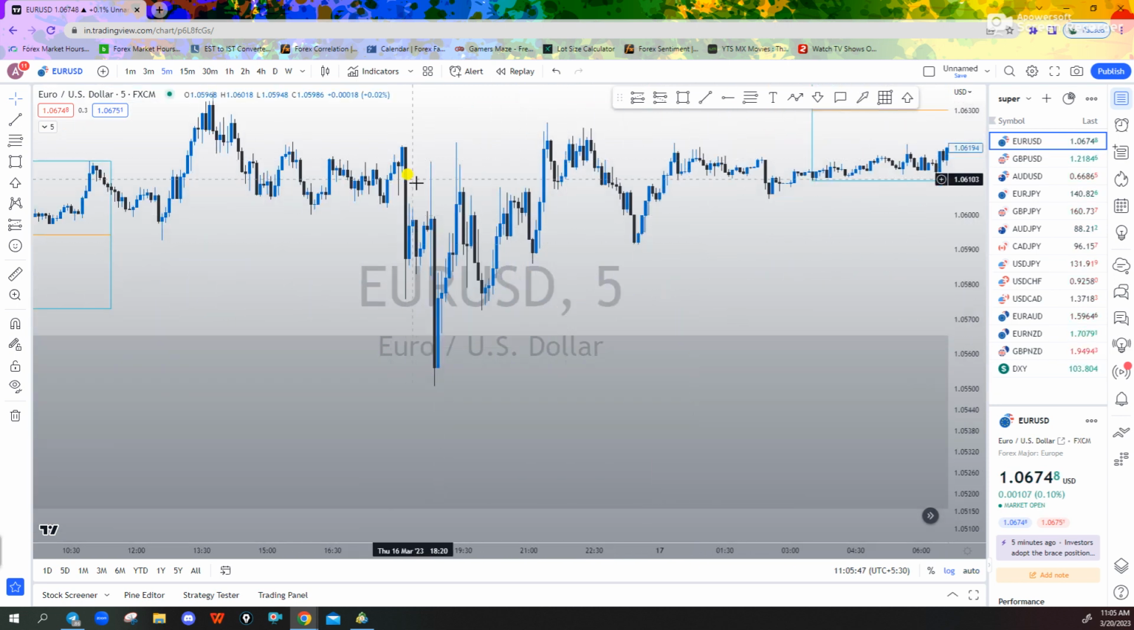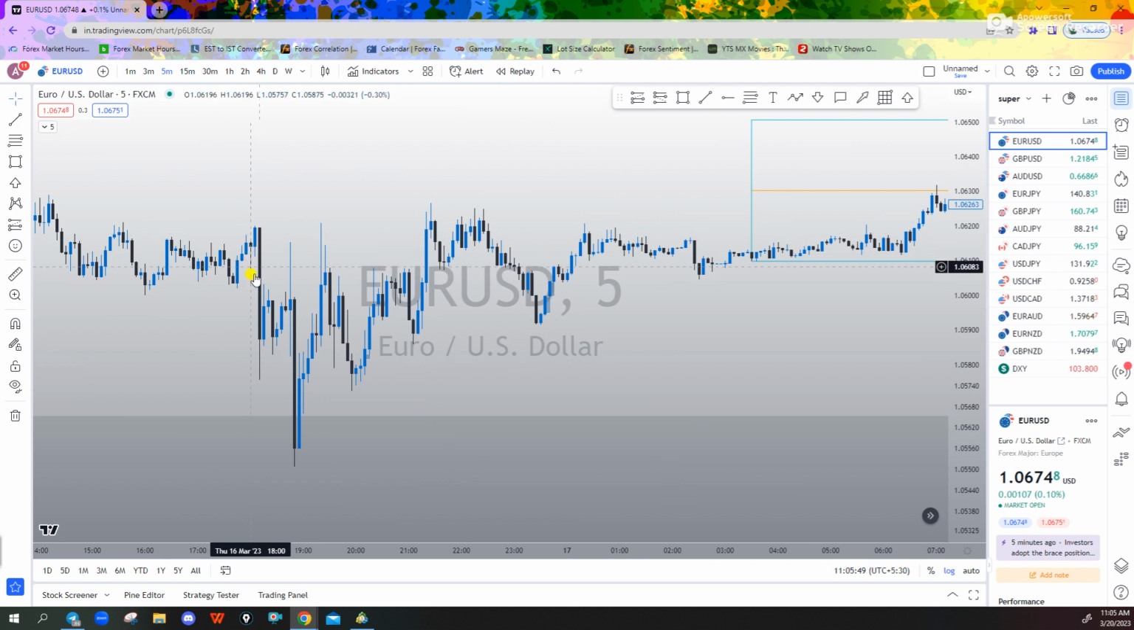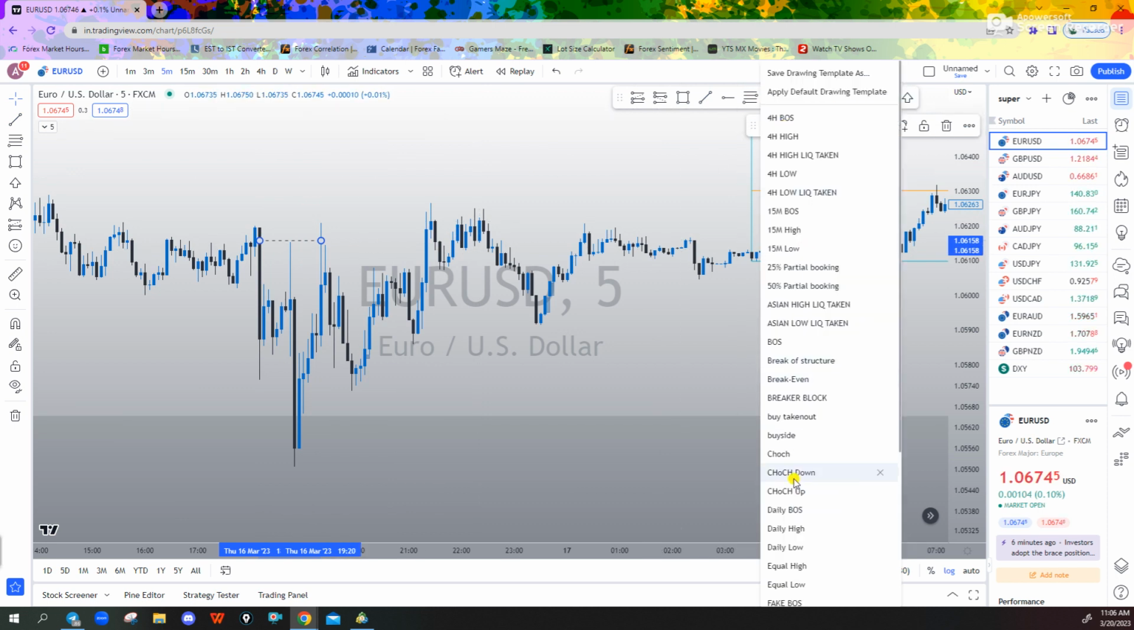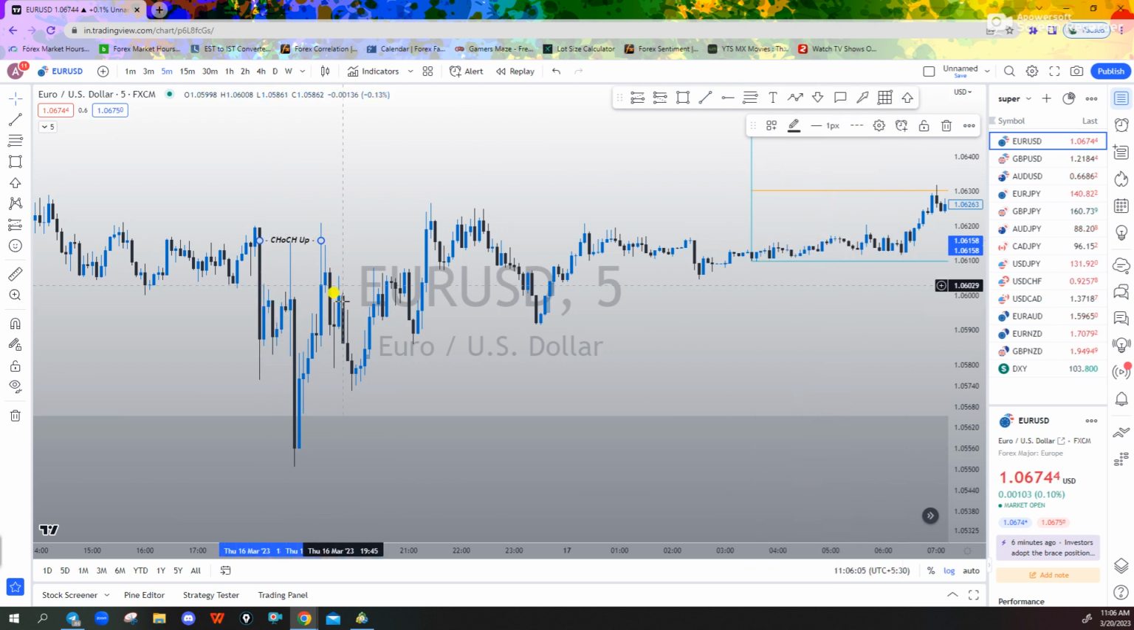So see, these were the news time. This low was created by this high. Market has come down, given a change of character break, tapped into this 4 hour zone, change of character. This is the Choch up. This is the Choch up, because this high was created, new low, Choch up, gave a retracement.